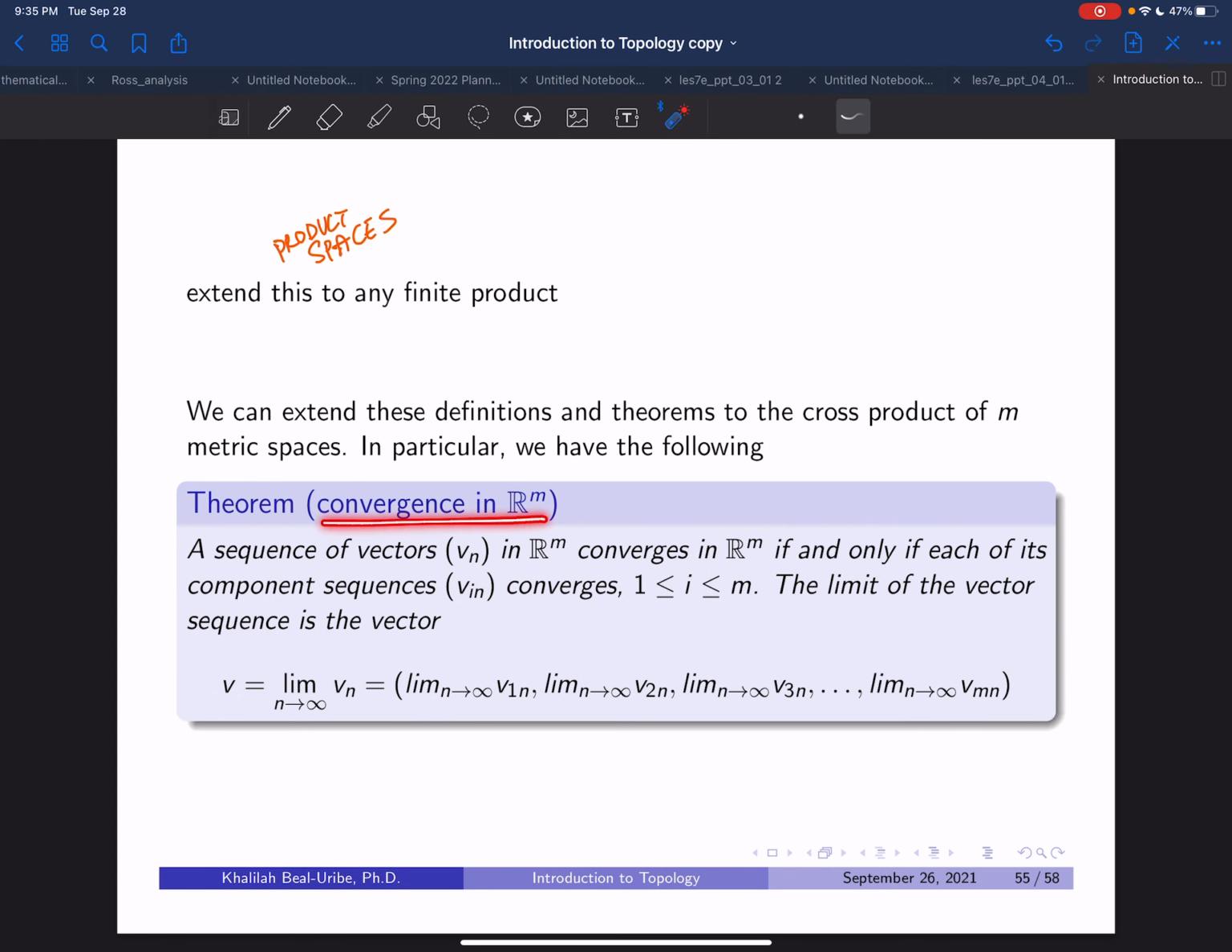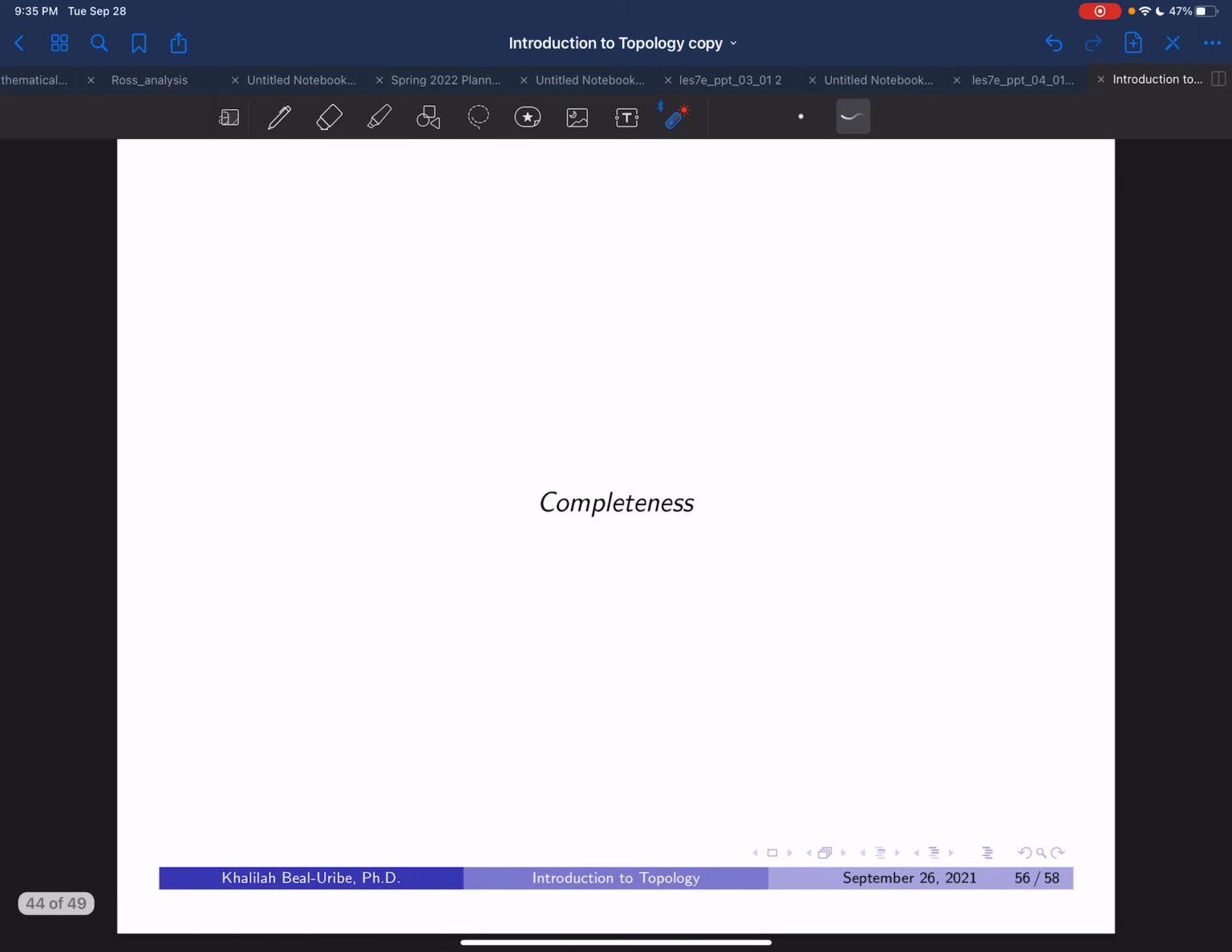All right, so yeah, here we go. For example, convergence in R^m. So here, each metric space that we're considering is the same. It's just a copy of R with Euclidean metric. And we've just written up here that a sequence of vectors converges in R^m if and only if each of the component sequences converges, right? And the limit of the vector is the vector where each component is the limit of the components, okay? So that is that for product spaces. In our last video, we'll discuss completeness.